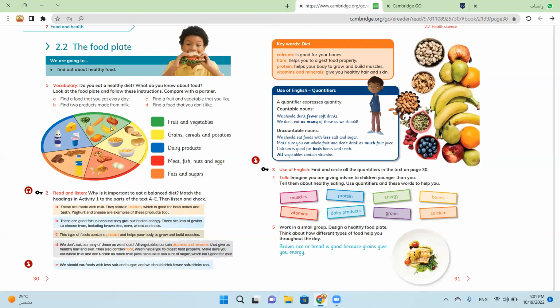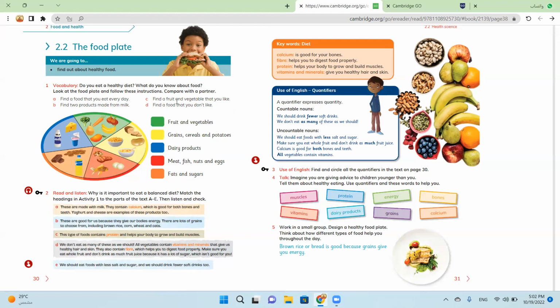We have here vegetables and fruits. Are they made from milk? No. What about cheese? Is it made from milk? Correct. Cheese is made from milk. What about yogurt? Is it made from milk? Correct. Yogurt is made from milk. And these are called dairy products. Dairy products. Okay.